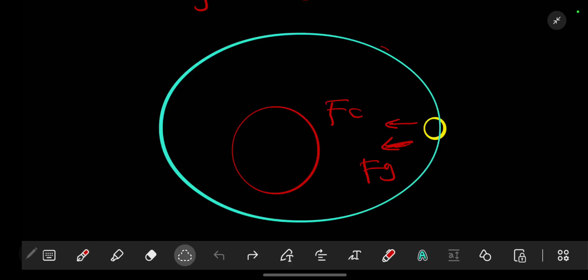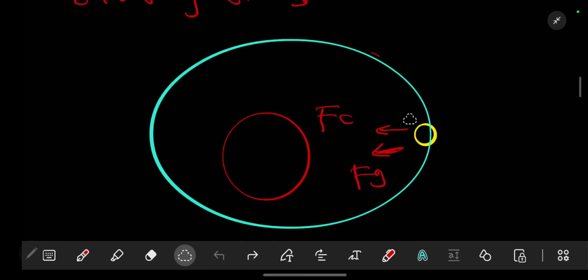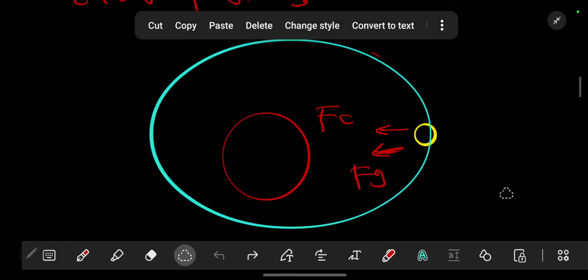So let's say we have here, as you can see, the centripetal force. Centripetal force wants these objects to go to the center like that. Then we also have the mass of the bigger object, which is in this case the sun. So this is the assumption. Assume that the earth is orbiting the sun. So that means it is passing through its orbit like that.